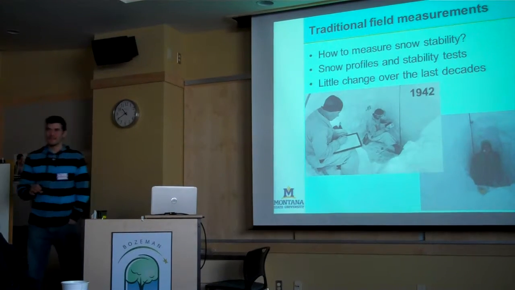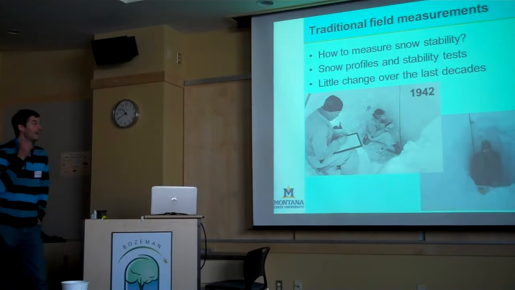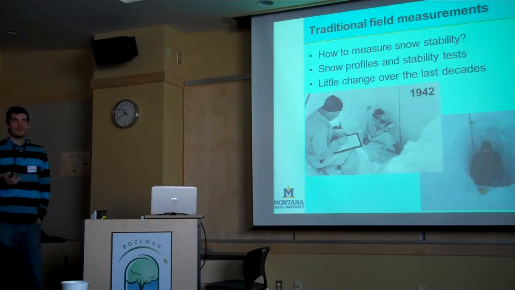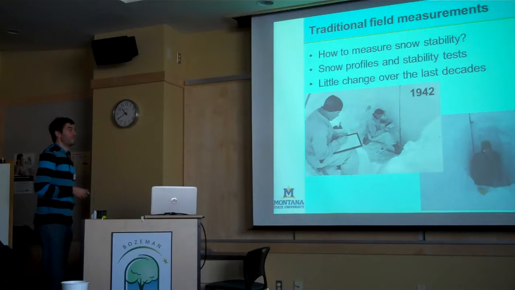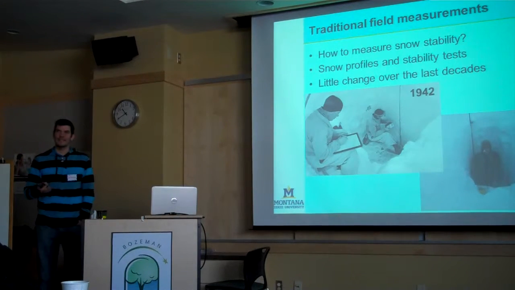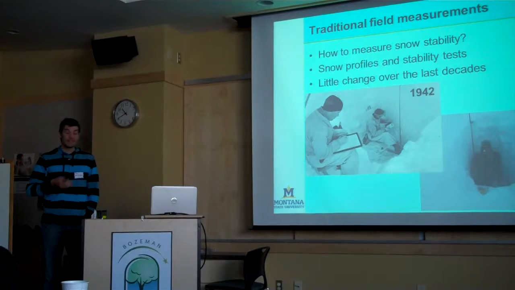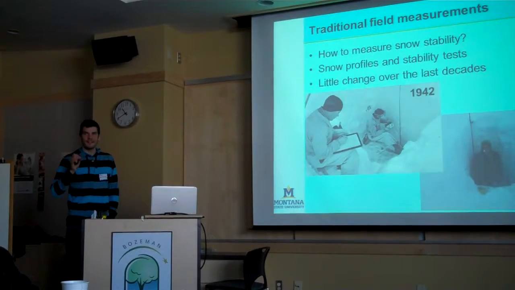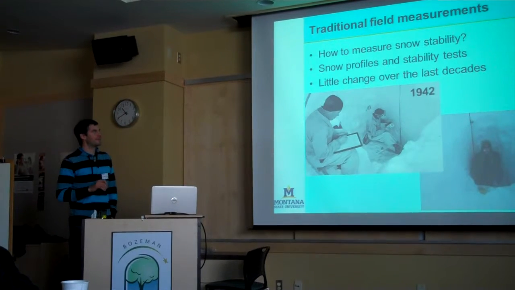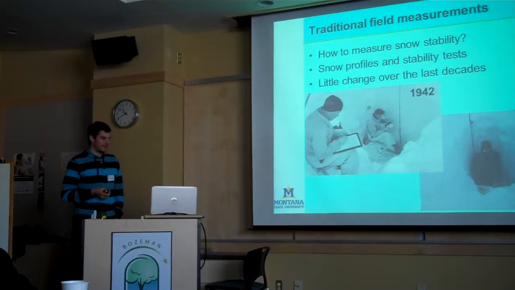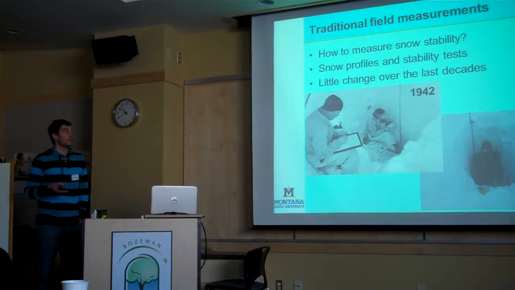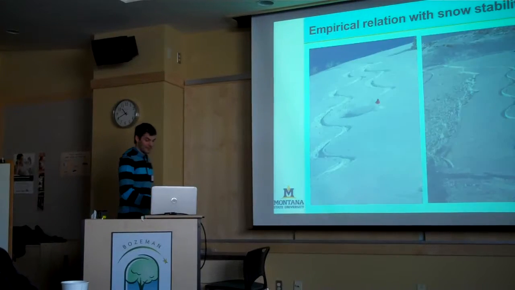So traditional field measurements is what everyone's doing: digging snow pits and doing stability tests. And these measurements have been around for a very long time. They're kind of subjective, they're not very accurate, but they do give very good information. I mean, you get your layering, with stability tests you sort of get an idea of how strong the layers are. But it's tough to get accurate measurements which relate to snow stability, and that's really what we're interested in.